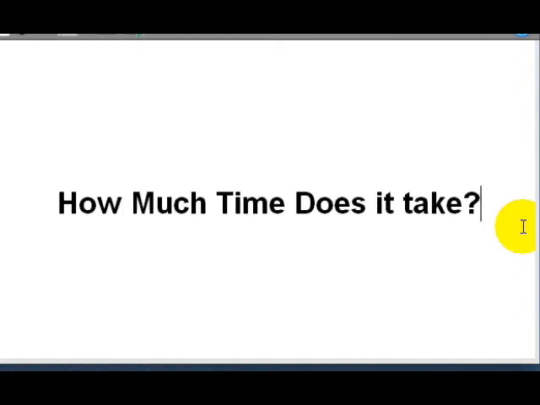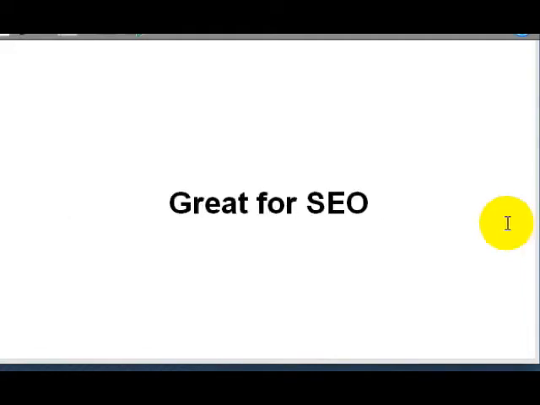So maybe in the beginning it could take you 15-20 minutes, but as you get the time and you start to do it more and more often, it might take you 10 to 15 minutes to rewrite the articles and to do things like that. And submitting to article directories is probably where you want to spend most of your time. The third thing I want to mention is that article marketing is great for SEO.